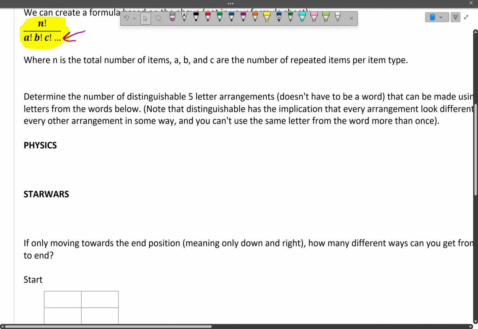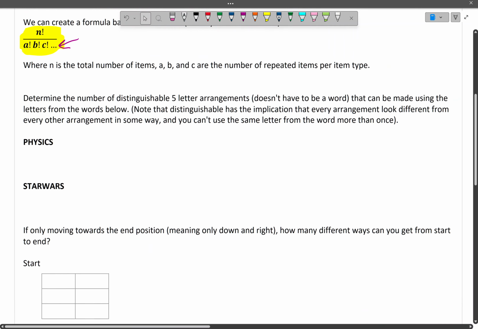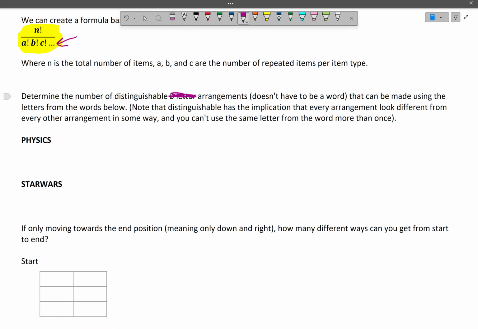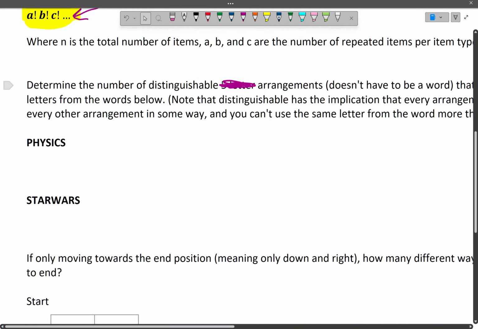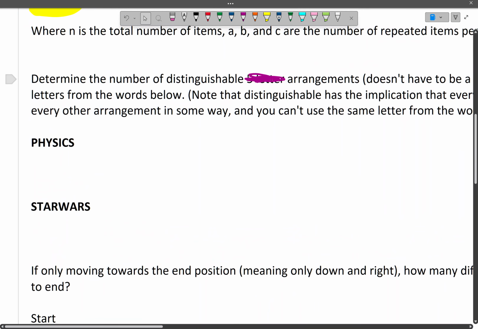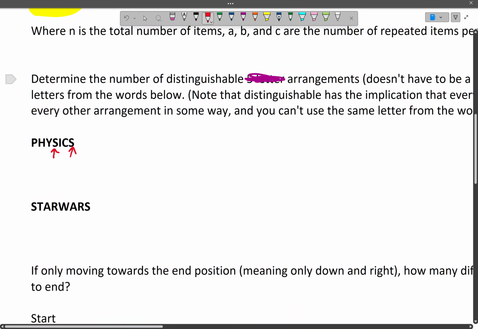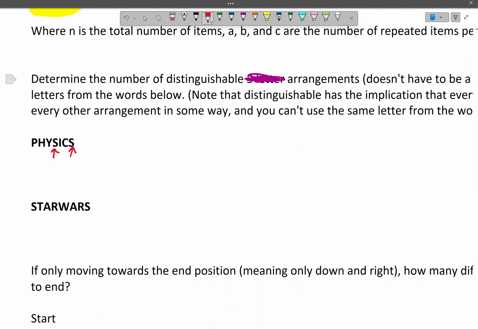So let's go ahead and take a look at these different examples. Actually, I'm not going to do 5-letter arrangements. I'm just going to do distinguishable arrangements. So we're going to use all the letters in the word. So here we have the word physics. Physics, you can see, has an S and another S. Every other letter is unique. And there are a total of 7 letters.